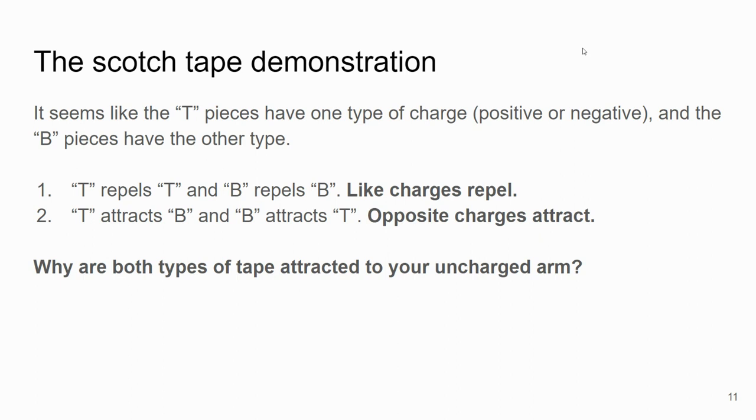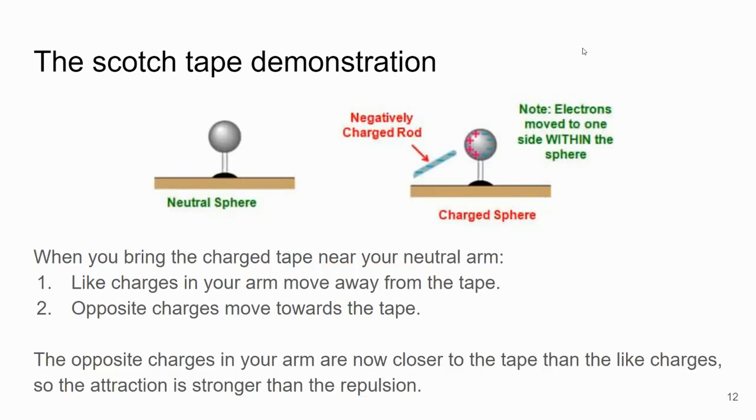And if you brought either kind of piece of tape up to your uncharged arm, it should have been attracted to it. So why is this? Even though your arm has no net charge, if you bring one of the pieces of tape, and I don't even know which one it would be, the one that would have the net negative charge in it, what would happen is the electrons in your arm would be repelled by this negative one, so they would move to the other side. The protons don't move towards it because the protons are kind of locked in place. That's how an atom works. That's how a solid material works. It's the electrons that do the flowing.